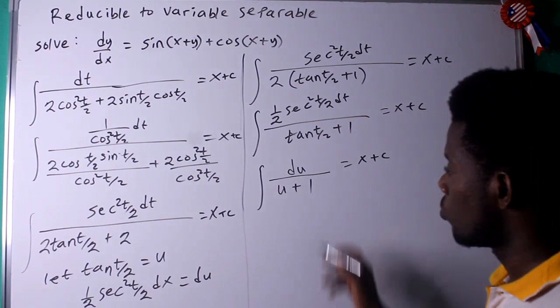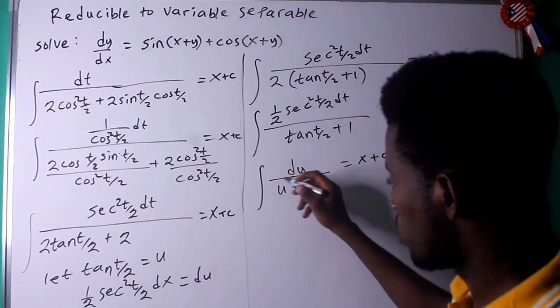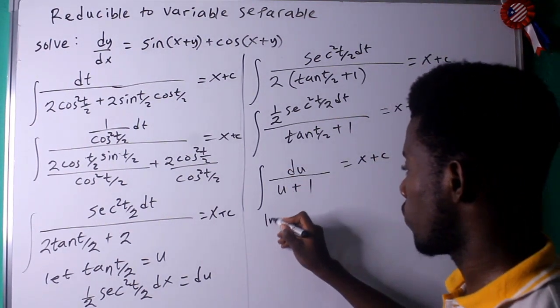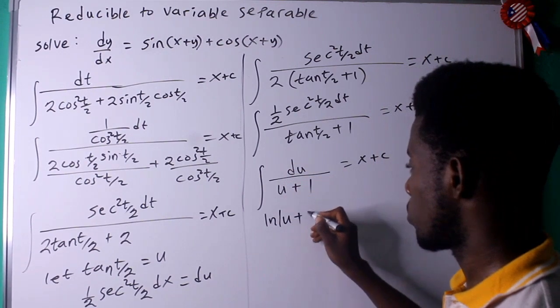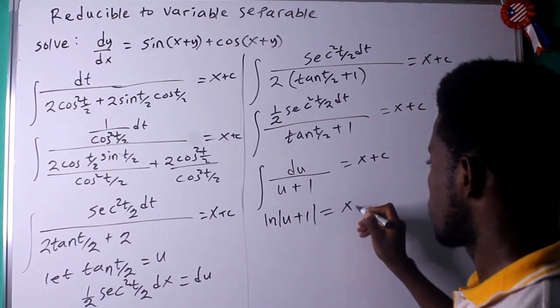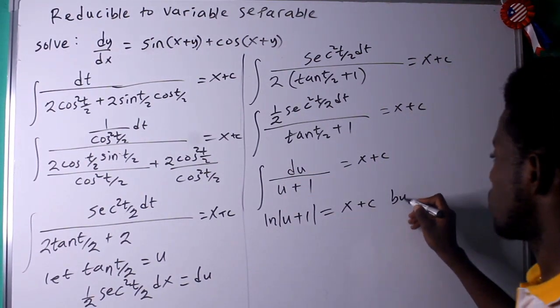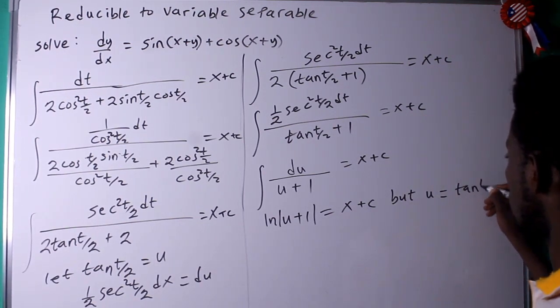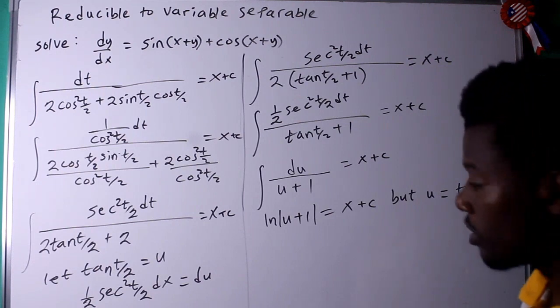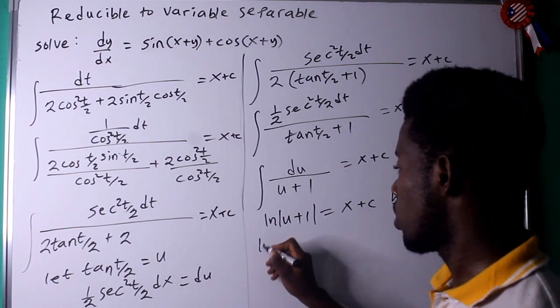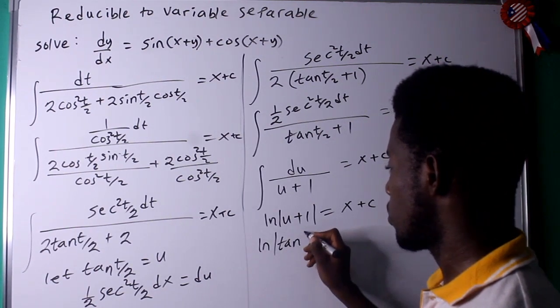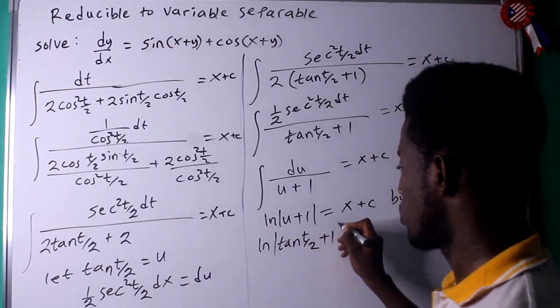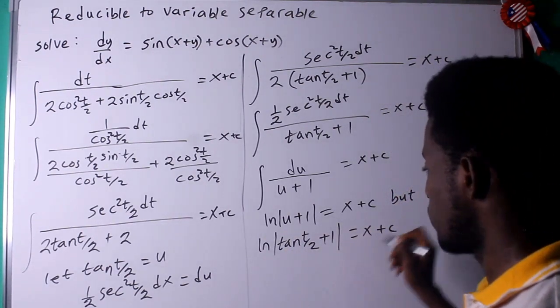And then when we do this, integrating du over u plus 1, you have the ln of u plus 1 is equal to x plus c. But you know that u is tangent of t over 2. That's the value of u. So you have the ln of tangent t over 2 plus 1 is equal to x plus c.